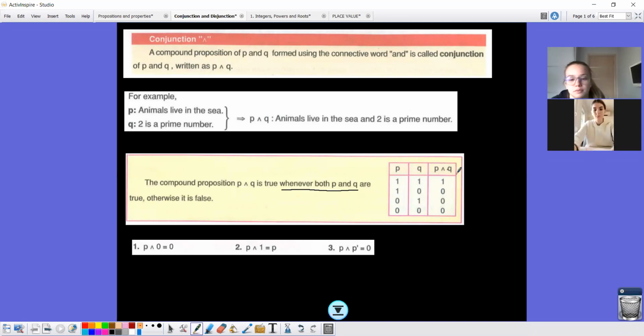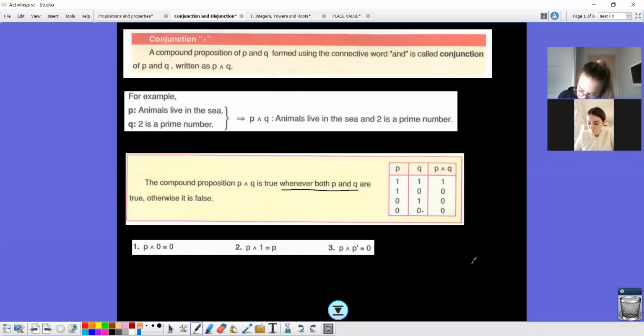Now here, from this property, from this definition, what we'll get, if you have P and 0, it doesn't matter what is the truth value of P, the result will be 0. Why? Because one of them is 0. It's enough for us to have one of the propositions 0, and then we'll have the compound proposition as 0. If one of them is true, the result will be related to P. If P is true, it will be true. If P is false, it will be false. And if you have P and P prime, it will be always 0. It will be always false. Why? Even if P is true, P prime, negation of P, will be 0. So 1 and 0 will be 0. It's okay?